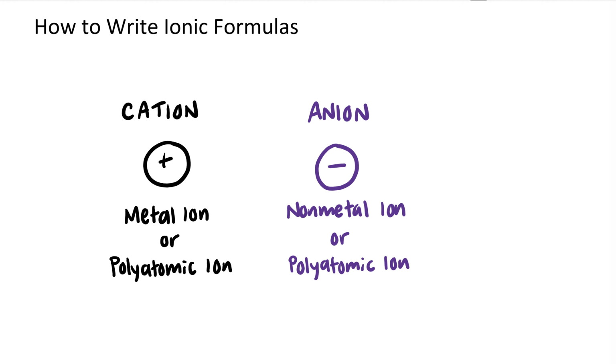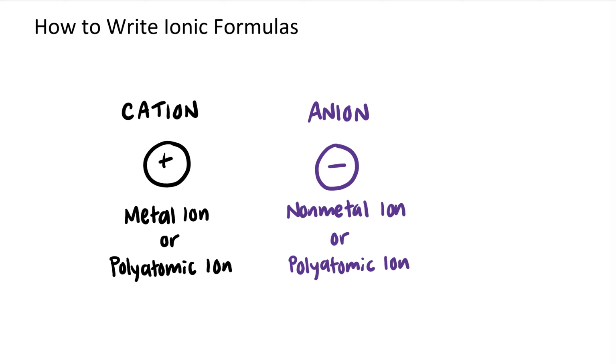Recall, when we name ionic compounds, we do not use prefixes. There's no use of mono, di, tri, tetra, penta, etc. So when I'm given the name of an ionic compound, how is it that I know how many of each cation and how many of each anion I'm supposed to write in that formula if the name doesn't have any prefixes to tell me the subscripts of each one of those ions?